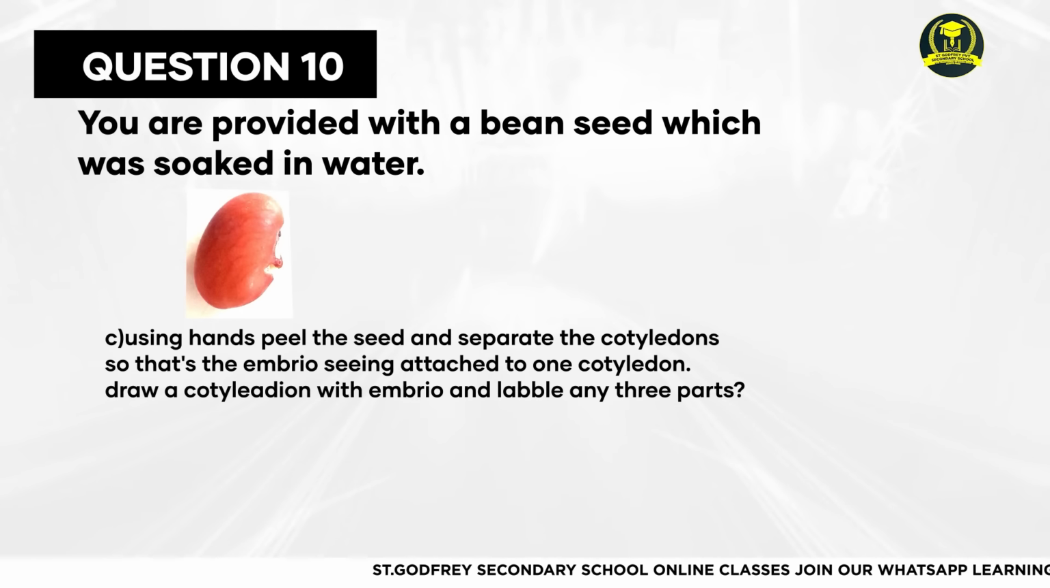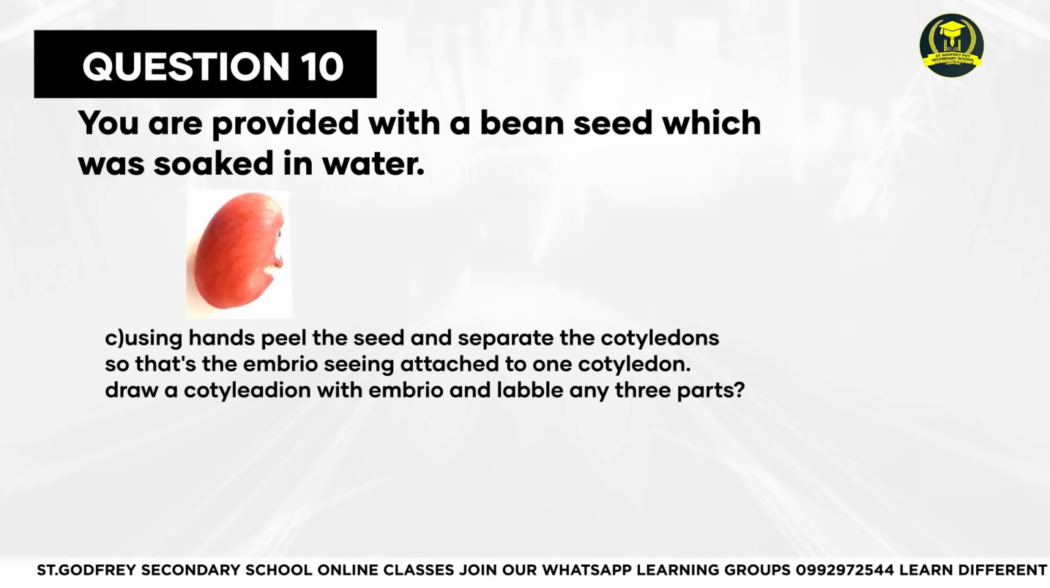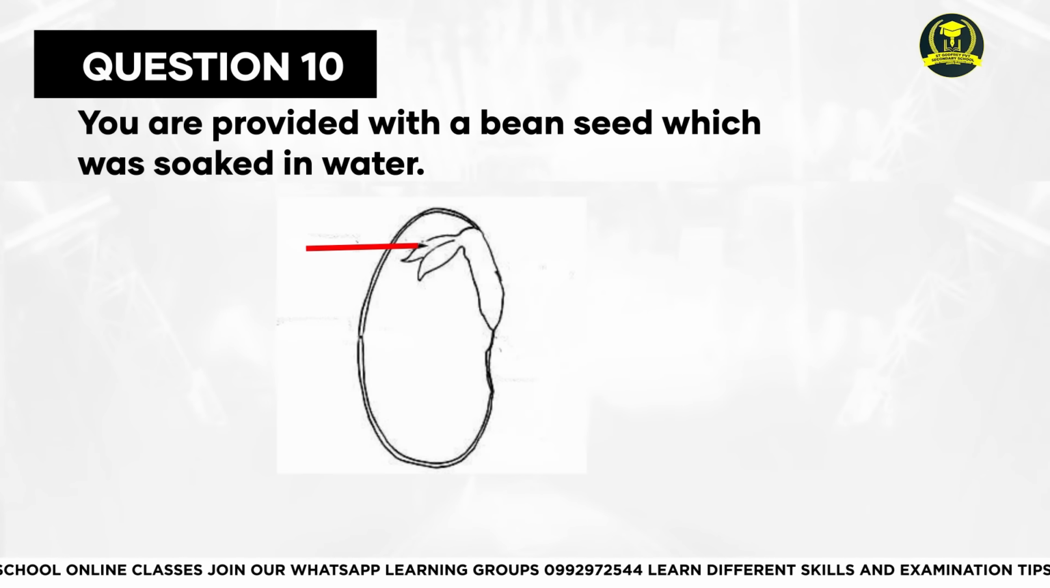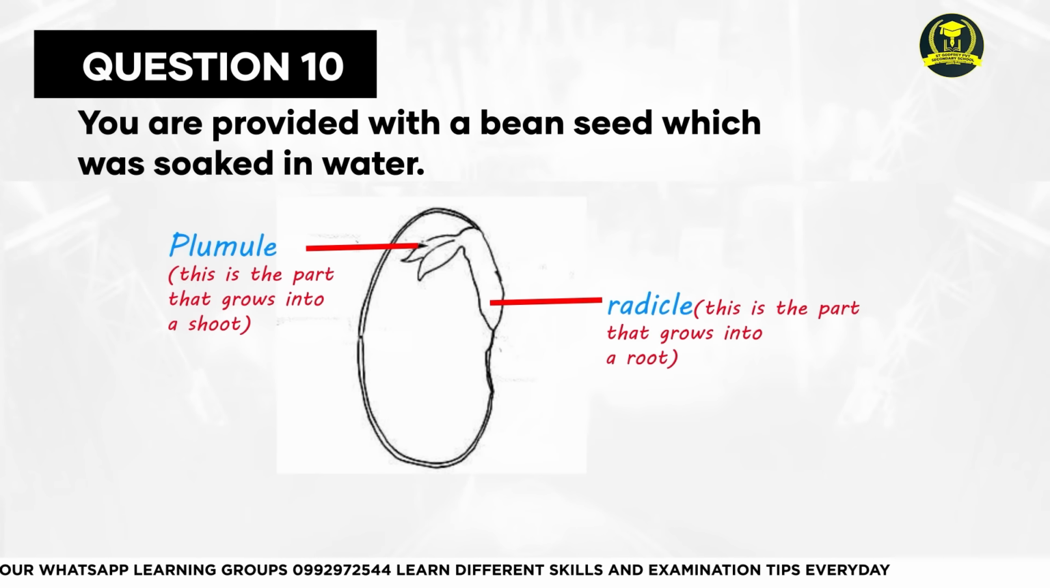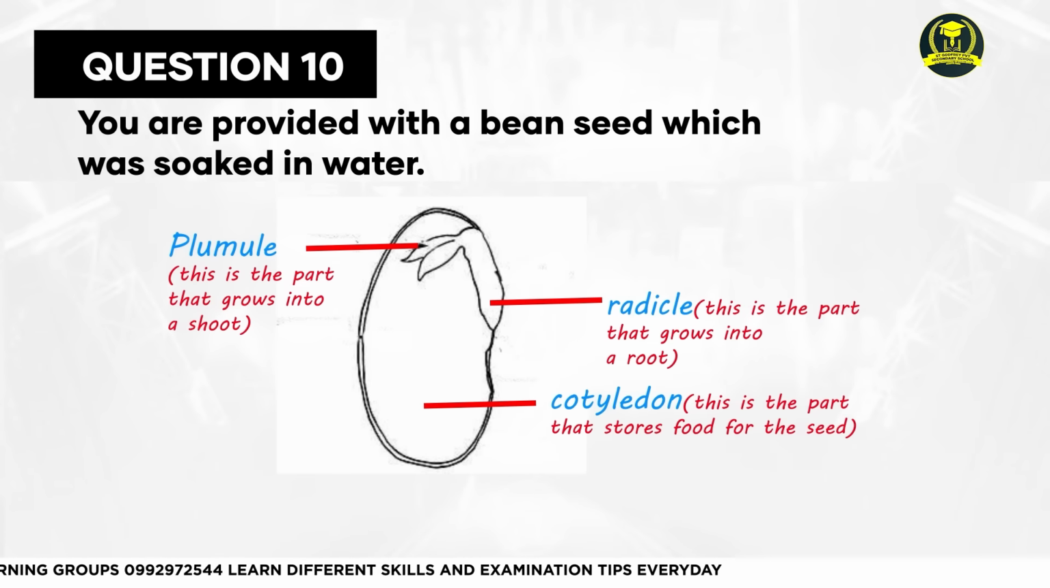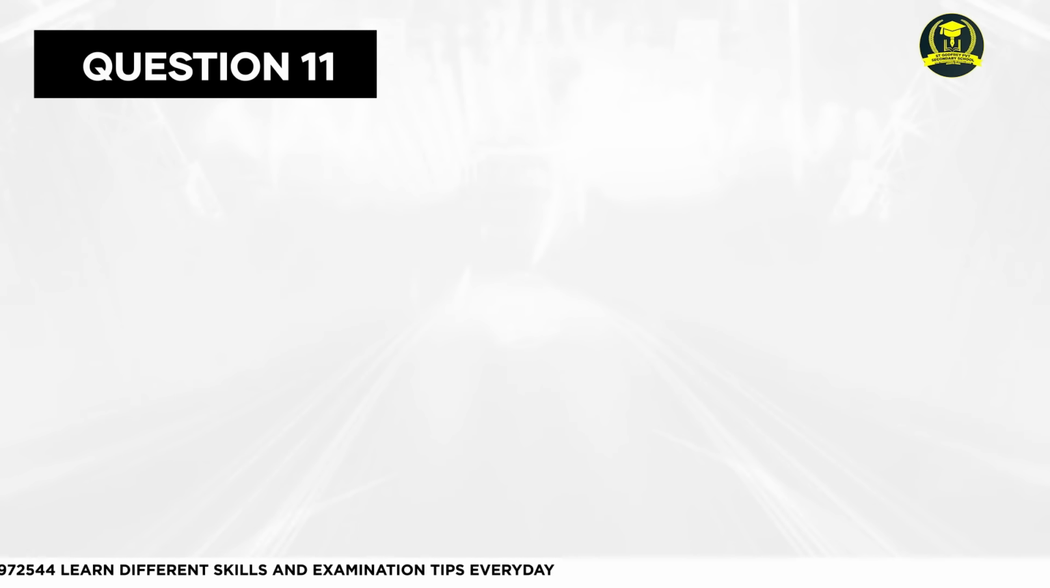Question B. Using hands, peel the seed and separate the cotyledons so that the embryo is seen attached to one cotyledon. Draw the cotyledon with the embryo and label any 3 parts. Plumule. This is the part that grows into a shoot. Radicle. This is the part that grows into a root. Cotyledon. This is the part that stores food for the seed.